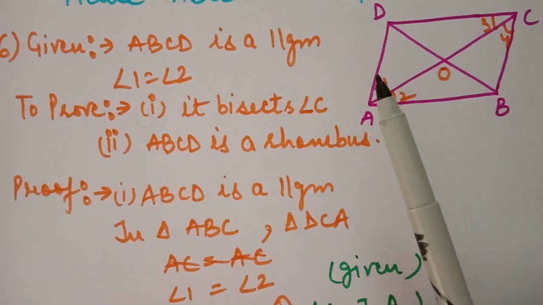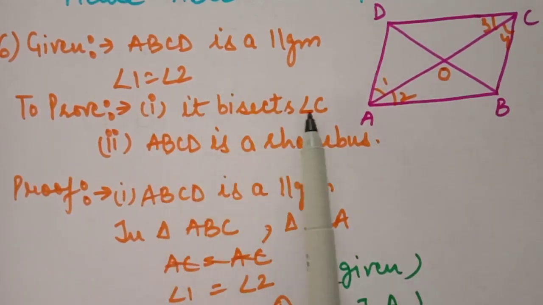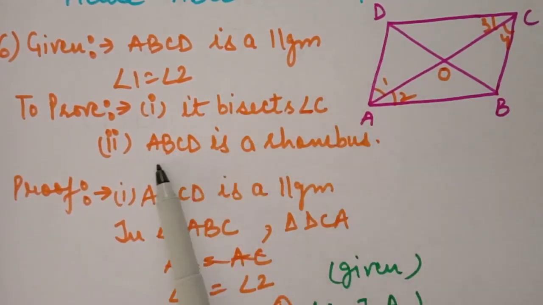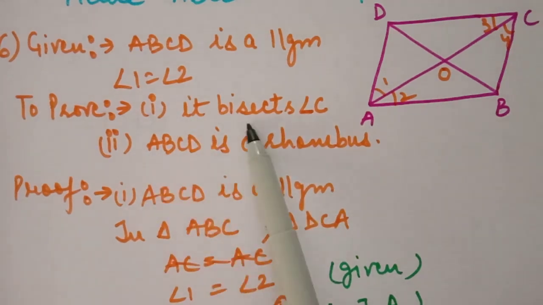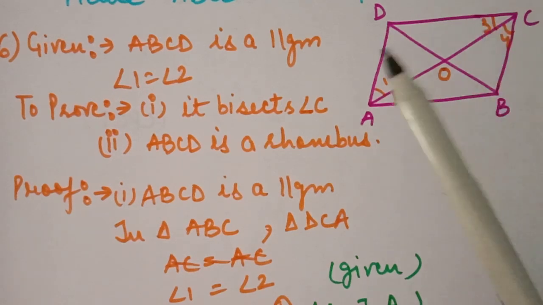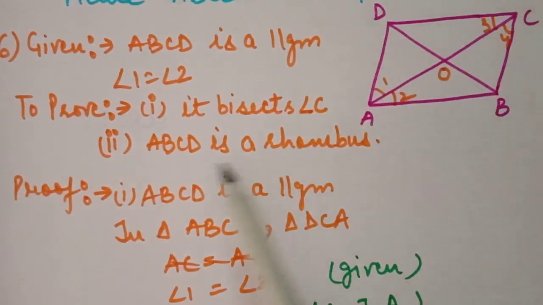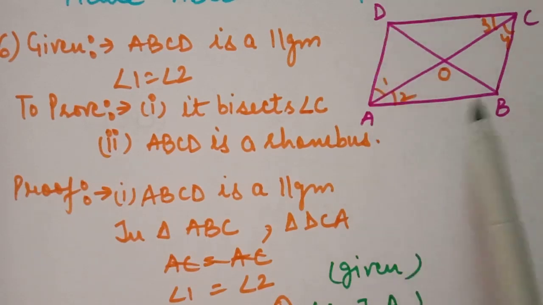We have to prove that. First part is it bisects angle C also, and ABCD is a rhombus. It means we have to prove that AC bisects angle C. It means angle 3 is equal to angle 4. We have to prove it. And ABCD is a square. It means all sides are equal to each other. We have to prove this.